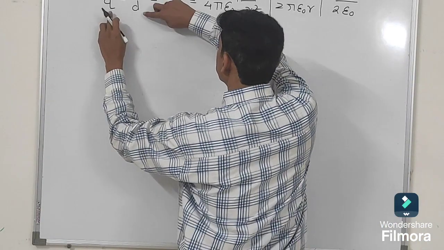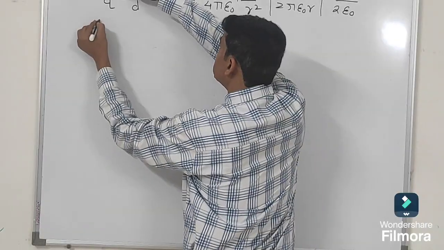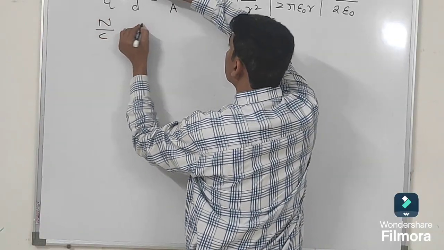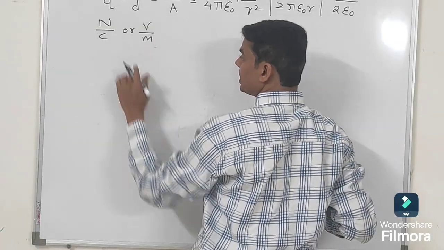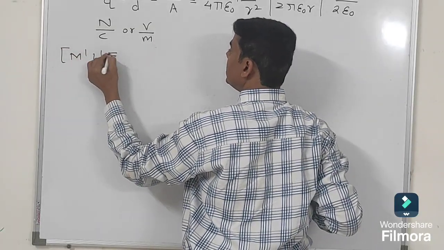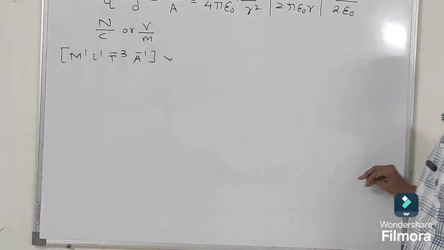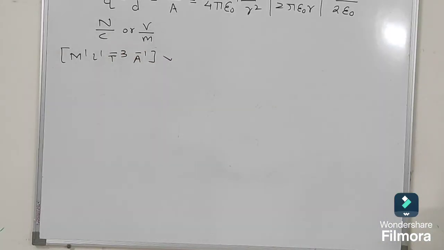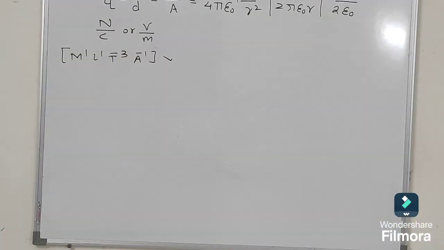With the help of this formula, we can find the SI unit of electric intensity, that is Newton per coulomb or Volt per meter. This is the SI unit of electric intensity, and the dimensions are M1 L1 T minus 3 A minus 1. These are the dimensions of electric intensity. So we expect that you remember these formulas in advance.